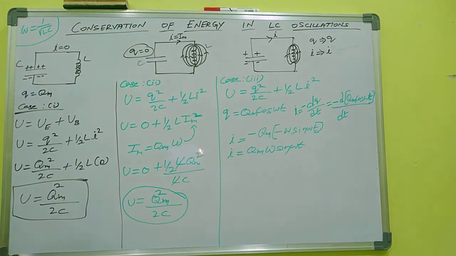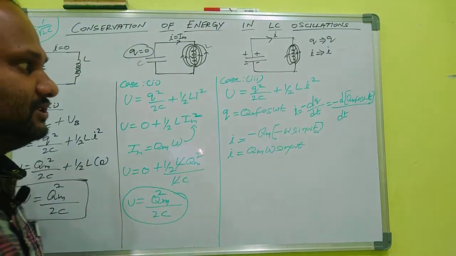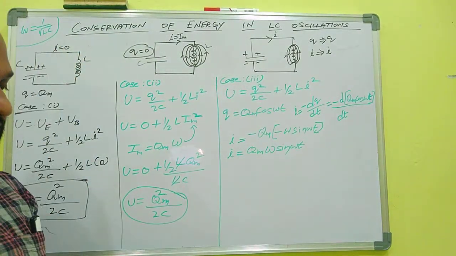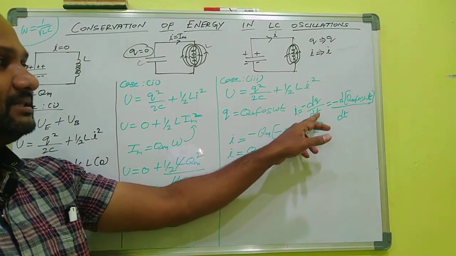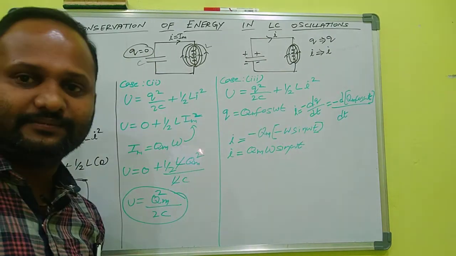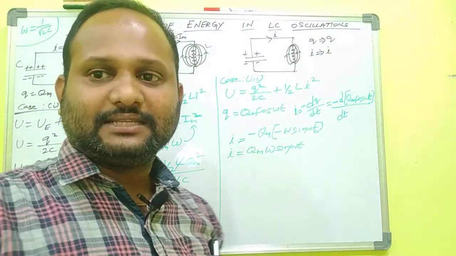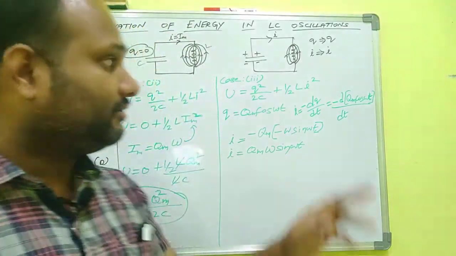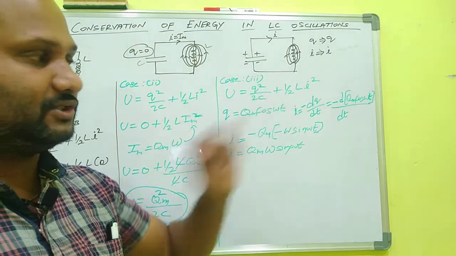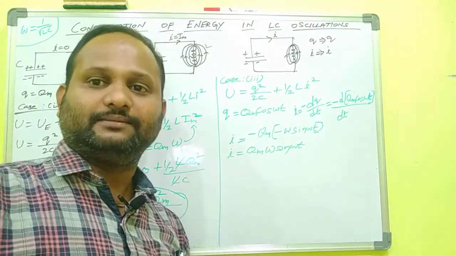Why are we putting the negative sign in this expression? I equal to minus dq by dt means as the time increases, the charge decreases. As the time increases, the charge decreases. So we denote a negative sign in this expression. Don't forget, this is one of the most important things.